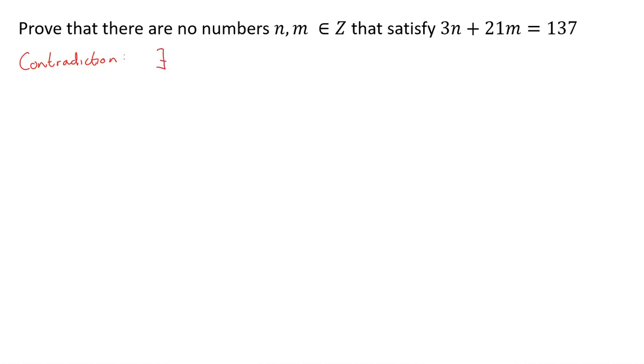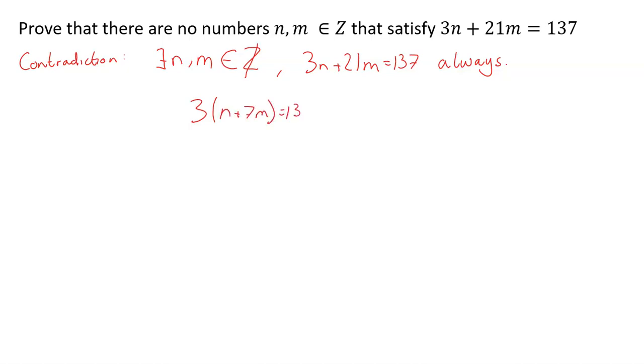I'm going to say that for all values of n and m belonging to the set of integer values, this statement, 3n plus 21m equals 137, always holds. That contradicts the original statement that there are no such numbers, because now I'm assuming that it works for all the numbers. So if I work with 3n plus 21m equals 137, you'll notice that 3n and 21m have 3 as a common factor. If I take that out, I have 3 bracket n plus 7m equals 137, and if I divide across by 3, I get n plus 7m equals 137 over 3.